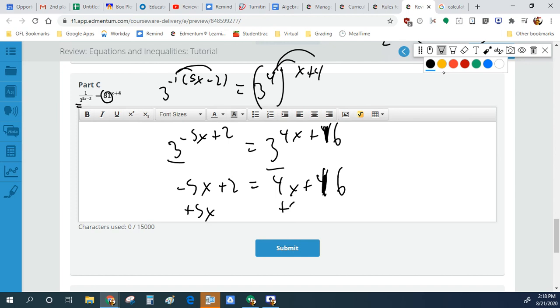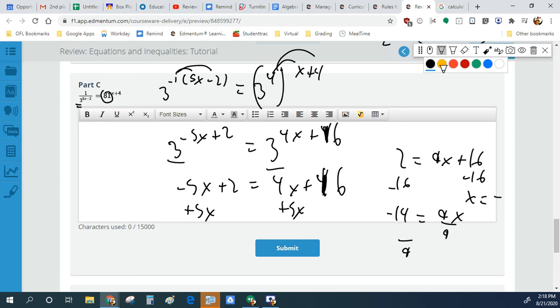So I'm going to add that 5x to both sides. I get 2 equals 9x plus 16. Subtract my 16 from both sides. I get negative 14 equals 9x. After I divide by 9, my answer is x equals negative 14 divided by 9. And that's all we do for this last problem.